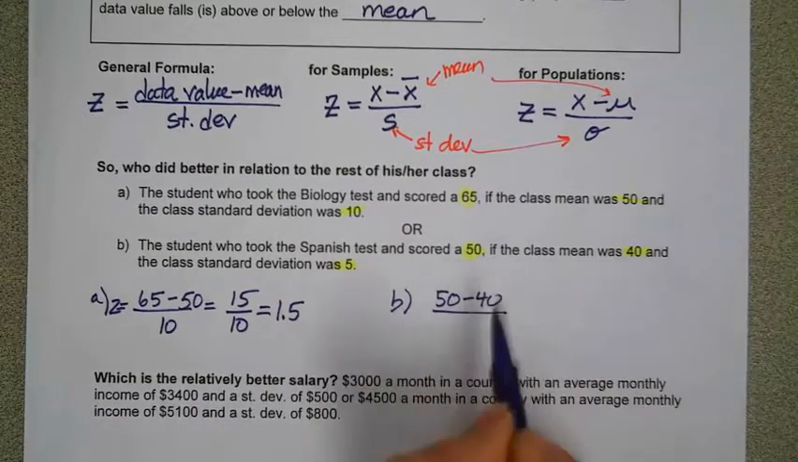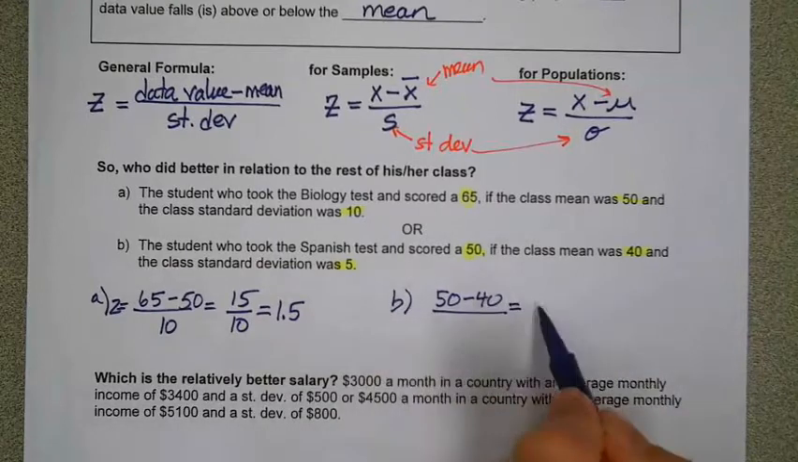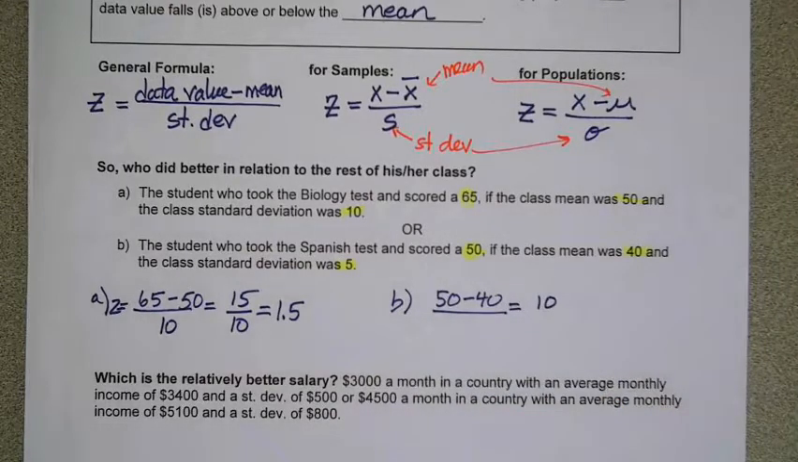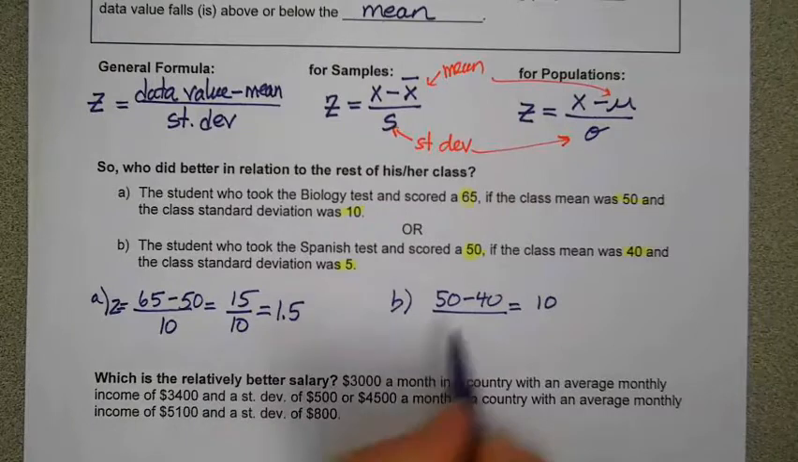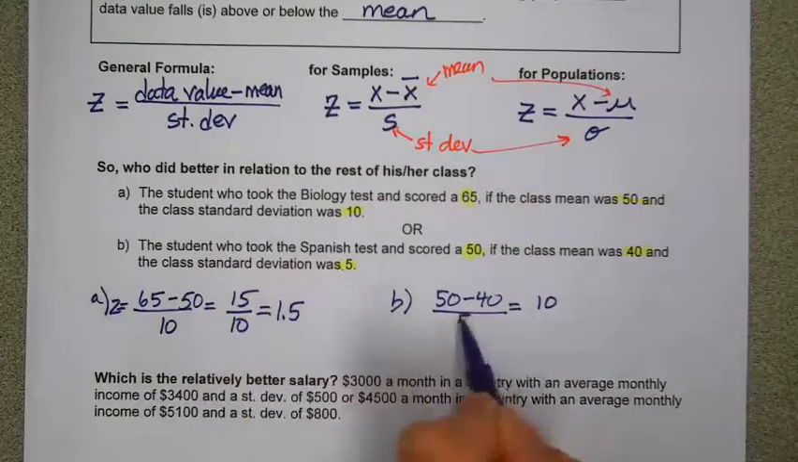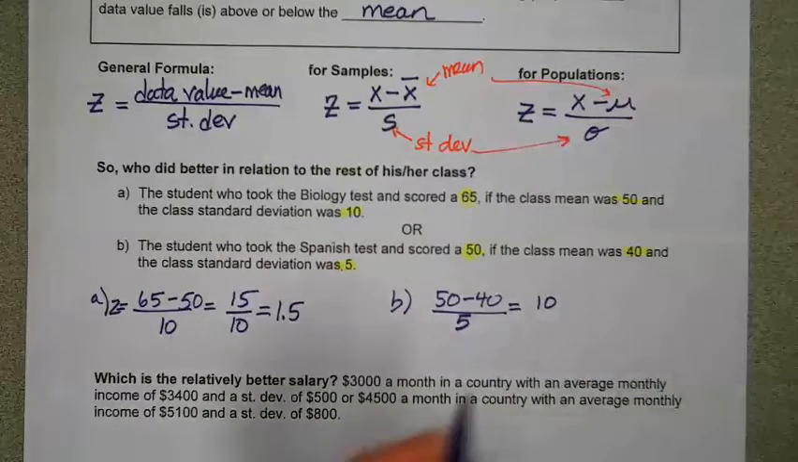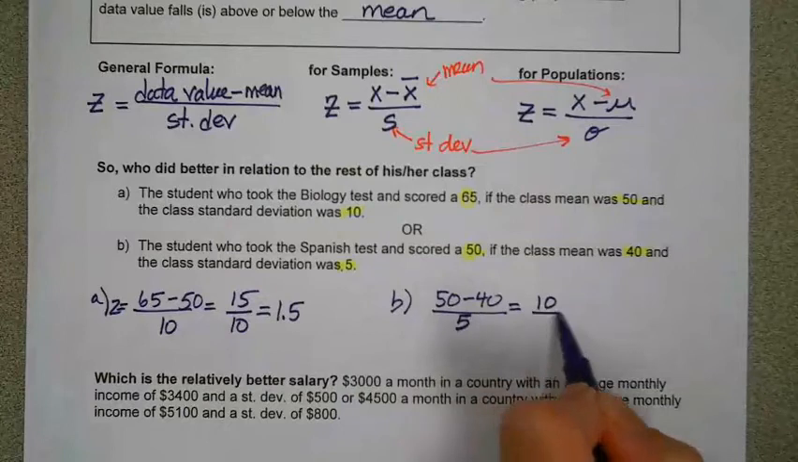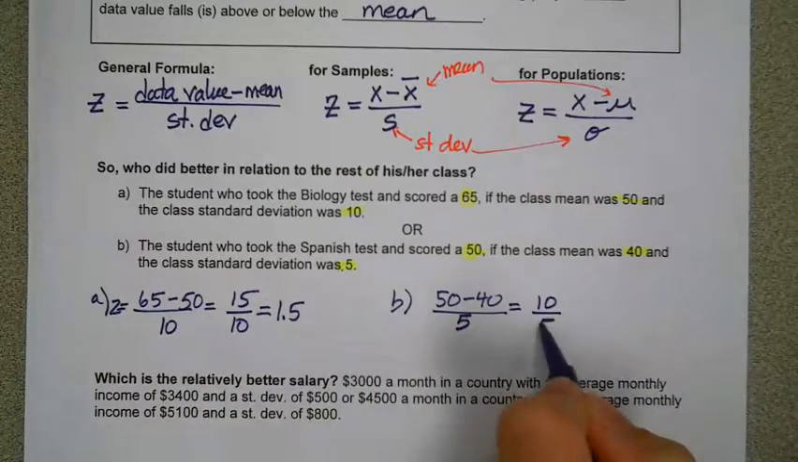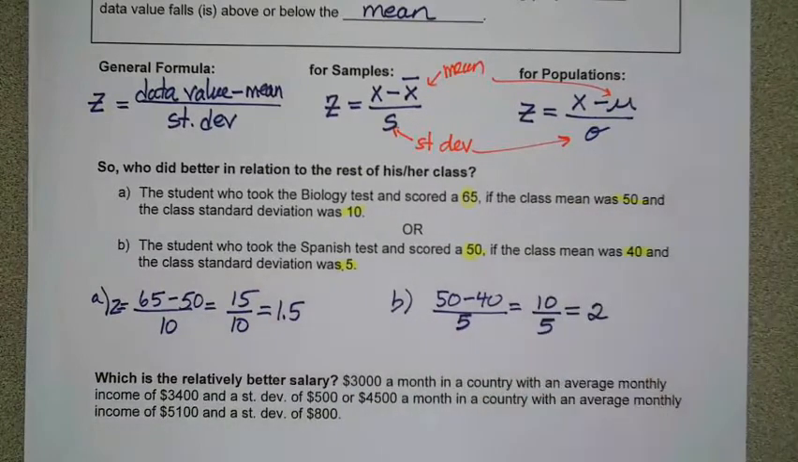When we first just look at those two numbers, we would say, oh, well, they were only 10 points above the mean. So it's taking into consideration the center of the data, but we haven't taken into consideration the spread of the data. So divide by 5. So on this set of data, the Spanish test, more of the data was lumped together. It was less spread out. So we're going to just divide by 5, and that puts the student at a z-score of 2.